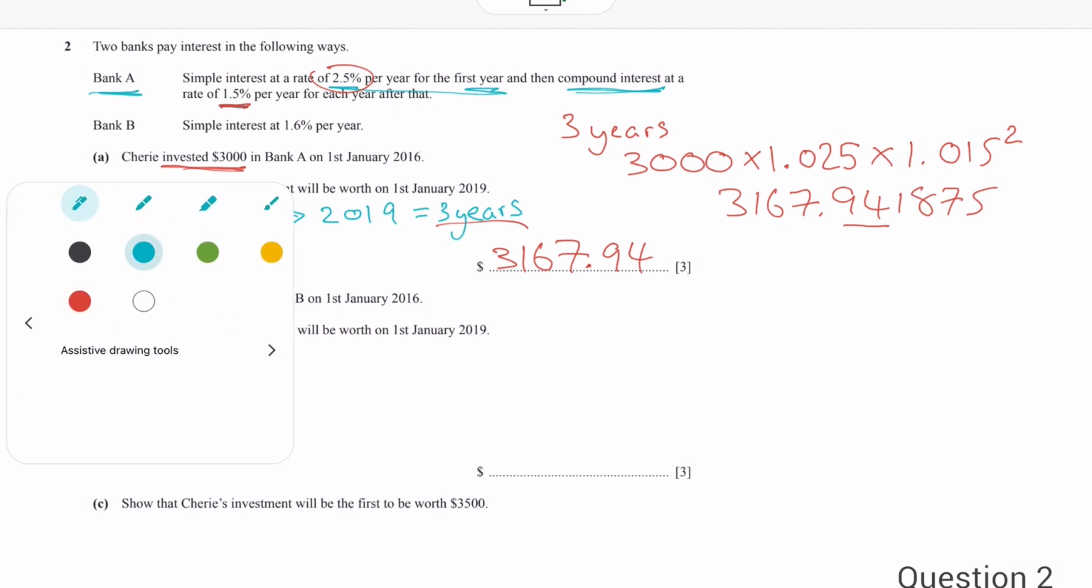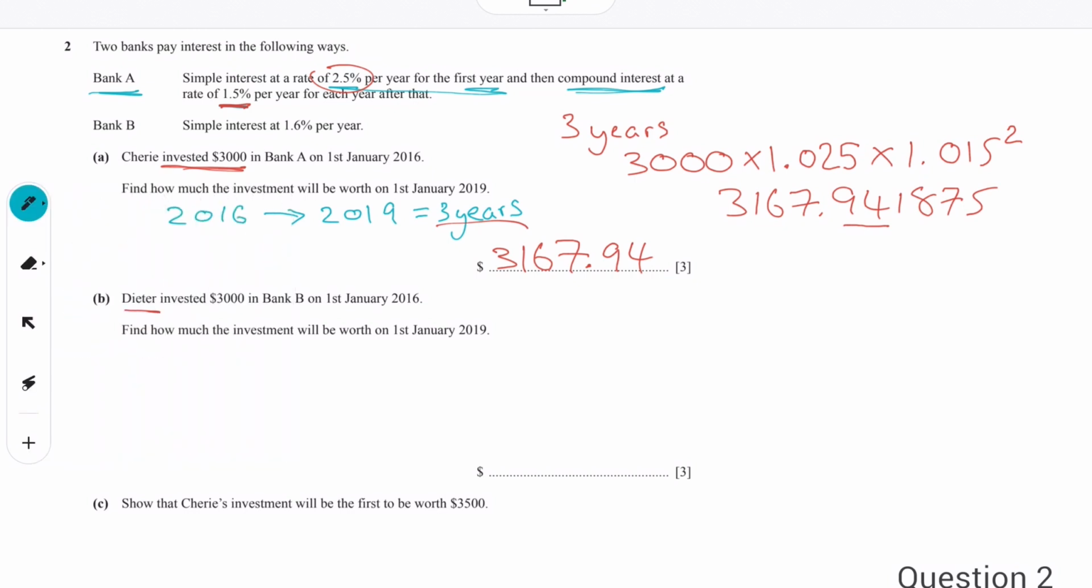Okay. Now we've got another person, Dieter. Just going to swap my pen back. Dieter invests $3,000 in Bank B on January 2016. Find out how much investment will be worth on the 1st of January 2019. Well, again, we've got 3 years in here.